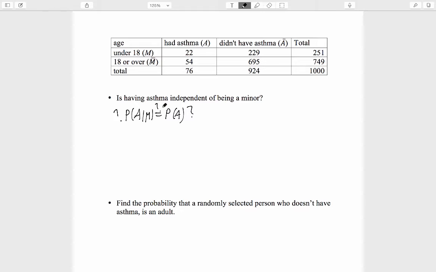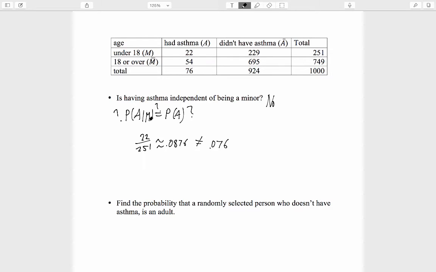The probability of A given M, that's where we zoom in on the M row and compute 22 out of 251, is approximately equal to 0.0876. This is, however, not equal to the probability of A itself, which is equal to 0.076. The answer, therefore, is no, the events are not independent.